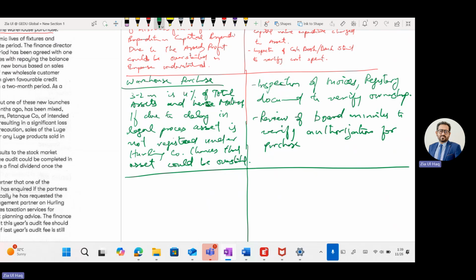You can write down more if there is time, otherwise two responses are enough against each risk. You can write down more, but we need to complete the paper as well. In this paper, there could be a timing issue. Obviously, you are having 3 hours to complete the paper, but you will not be able to attempt the complete paper within 3 hours. So that's why be specific. Don't write down more than the marks available.